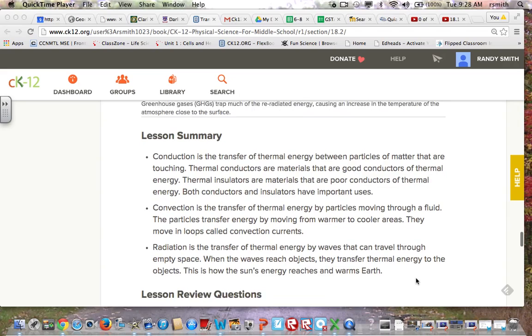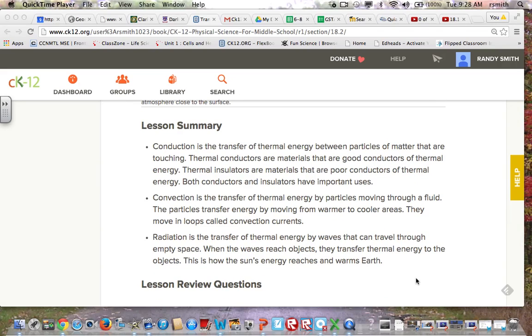All right, so in summary, conduction is the transfer of thermal energy between particles of matter that are touching. Thermal conductors are materials that are good conductors of thermal energy. Thermal insulators are materials that are poor conductors of thermal energy. Both conductors and insulators have important uses. We talked about some of those. Convection is the transfer of thermal energy by particles moving through a fluid. The particles transfer energy by moving from warmer to cooler areas. They move in loops that are called convection currents.